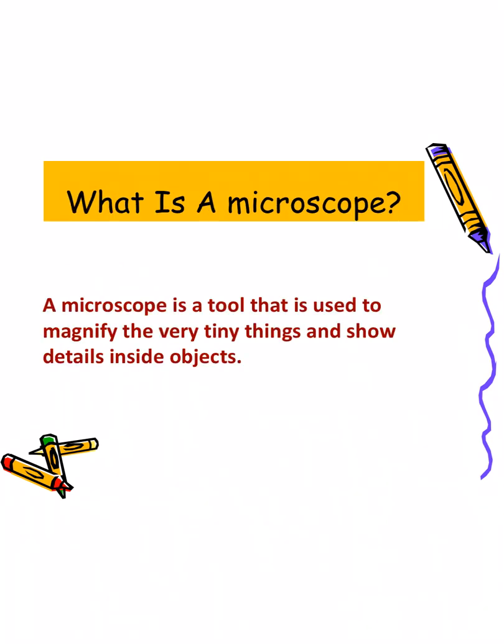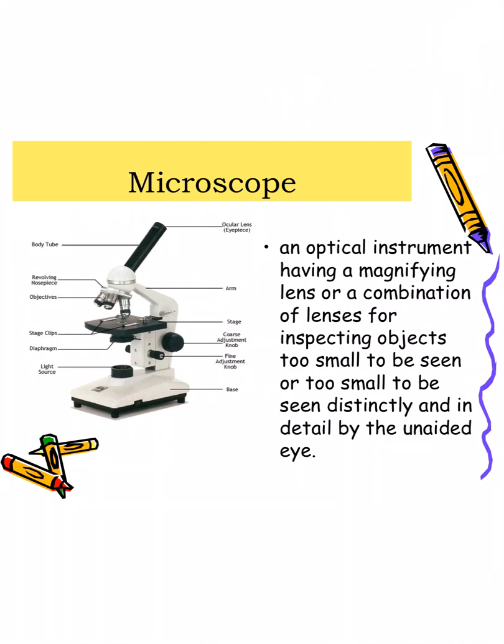First of all, what is a microscope? A microscope is a tool that is used to magnify very tiny things and to show the details inside the objects. So, the microscope is an optical instrument having a magnifying lens or a combination of lenses for inspecting objects too small to be seen distinctly and in detail by the unaided eye.